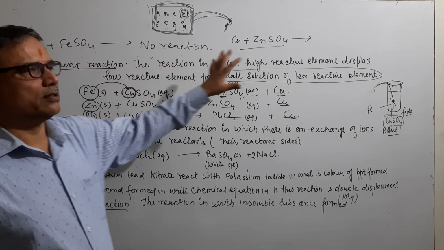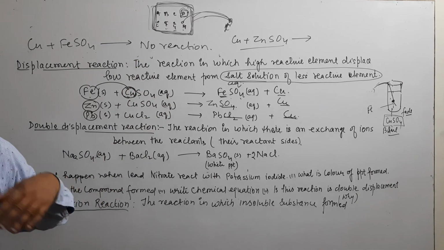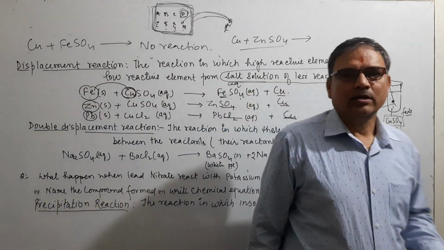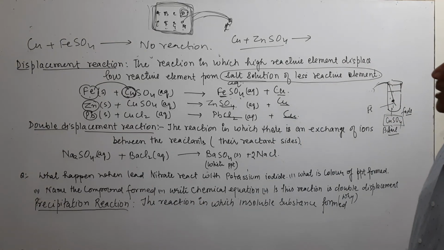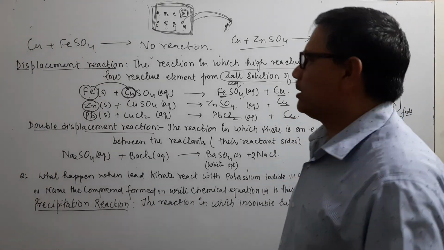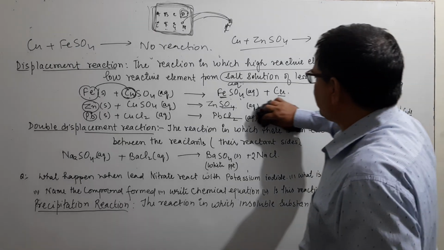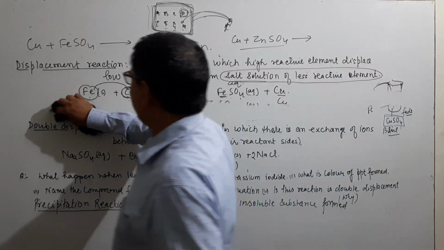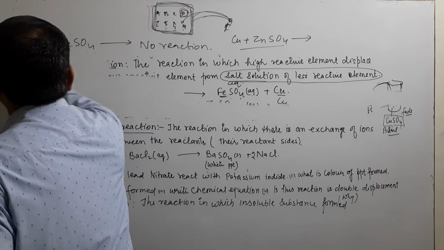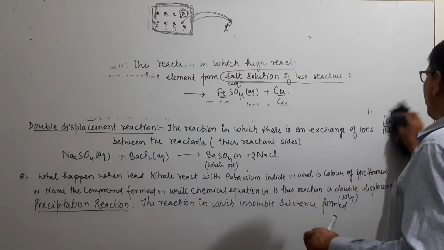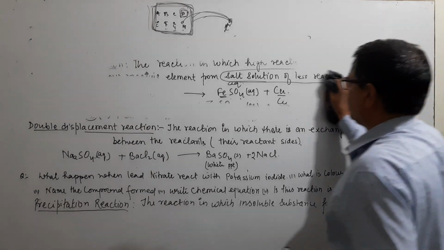And this reaction, displacement reaction, is also known as single displacement reaction. Now move to the next, double displacement reaction. Double displacement means there is displacement two times, at two places. What is this?